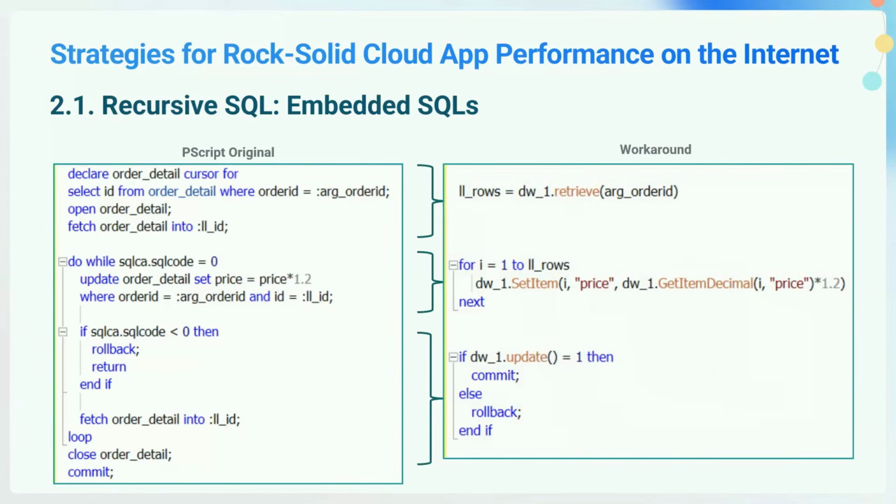A workaround could look like this. First, retrieve the order detail records into a data window or data store. Second, loop through the records in the data window. As you go, update the order detail data using the setItem function, which ensures the changes remain local. Third, perform the update function, then the commit or rollback, depending on the result. This change makes a big difference in performance because it avoids making 1,000 separate calls to the server as the original script does.